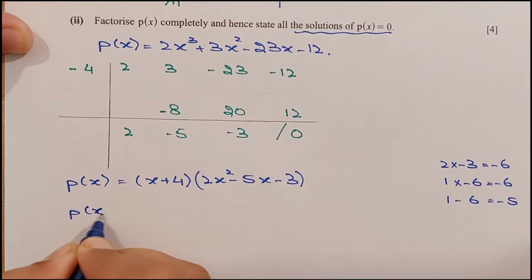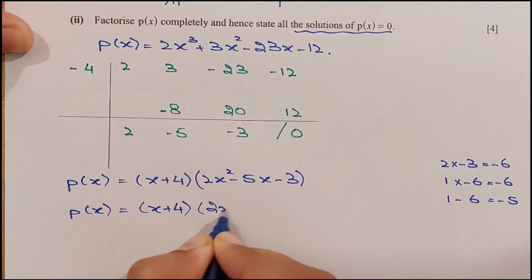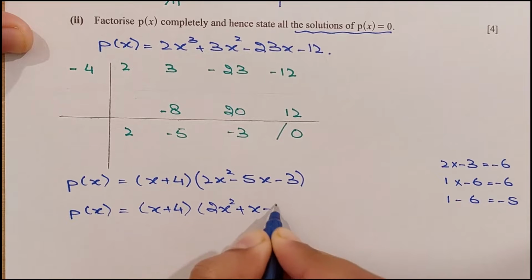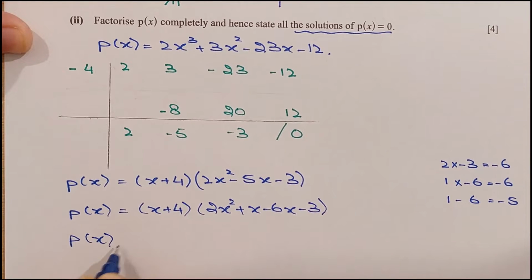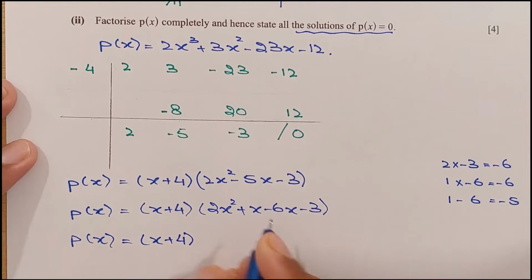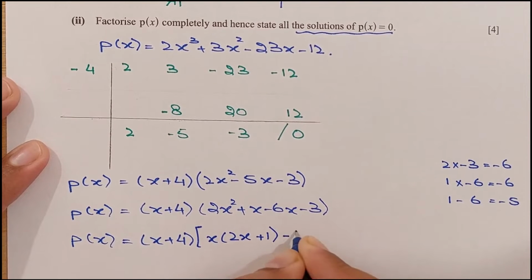So we have p of x equals x plus 4 times 2x squared plus x minus 6x minus 3. Now the polynomial p of x is going to be x plus 4, and let me take x common. We have x times 2x plus 1, and taking negative 3 common, negative 3 times 2x plus 1.